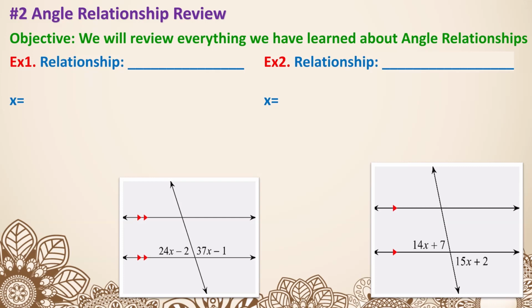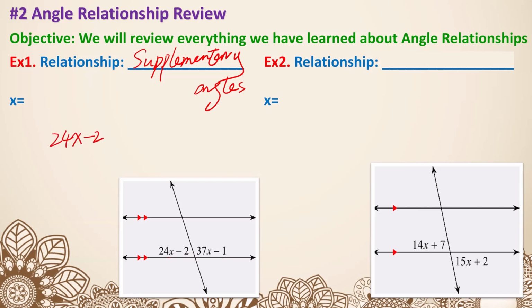First, identify the relationship. We see two angles. One is on the left side, the other is on the right side, so it's maybe some kind of alternate angle. However, they're actually on the same line. That changes things. When they're on the same line and next to each other, they're forming a straight line, and that is supplementary angles. That means they add up to 180 degrees.